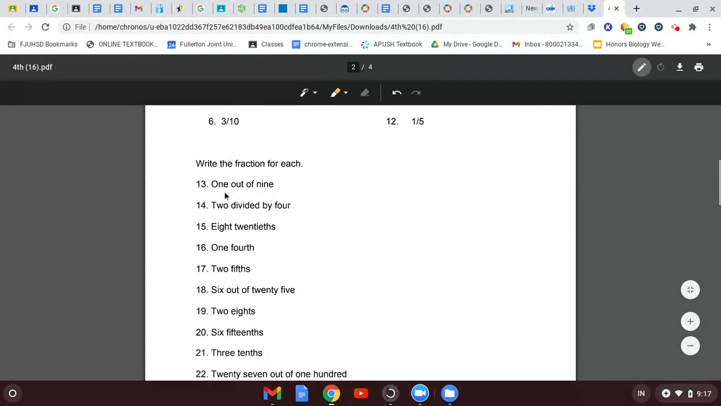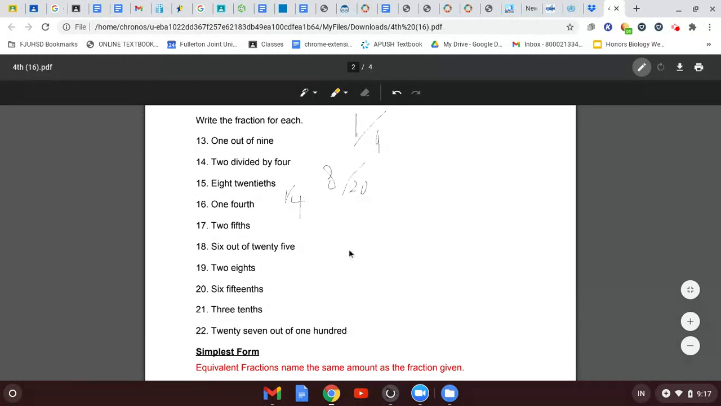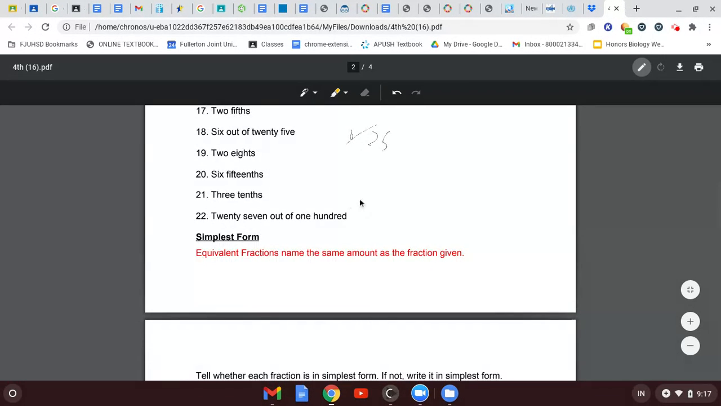So I write the fractions for each. 1 out of 9 is basically 1 over 9. 8/20ths is 8 divided by 20. 1/4 is 1 divided by 4. It's just simple math vocab that you guys should know. 6 out of 25 is like this. And I know this is a long number, but it's not that hard to figure out. It's 27 divided by 100. If you guys got this, you guys are really smart.